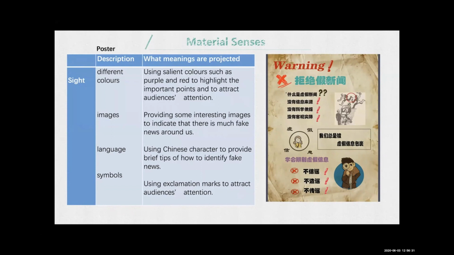And then we use images, providing some interesting images to indicate that there is so much fake news around us. You can see a girl in a circle is surrounded by some fake news. And then it's language. We use Chinese characters to provide brief tips of how to identify fake news. And last, we use symbols. We use exclamation marks to attract audience attention.